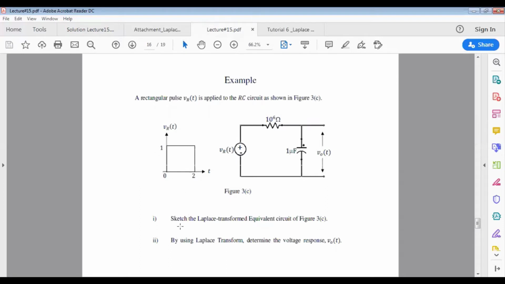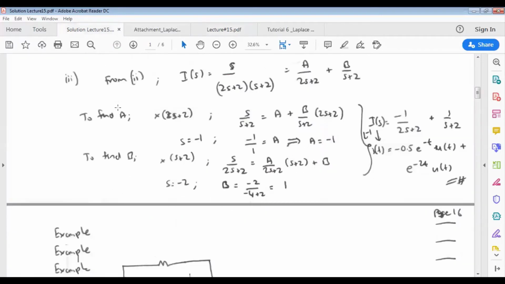Question number 1 is to sketch the Laplace transform equivalent circuit of figure 3C. I need to sketch the Laplace transform for this. Then by using Laplace transform, we need to determine V_o(t). So those are the questions. Right, so let's have a look at the solution for that.